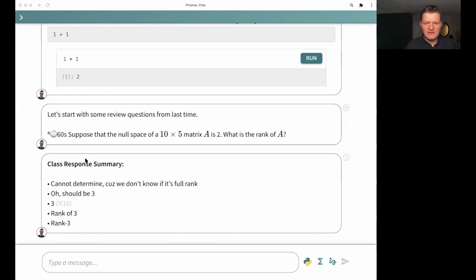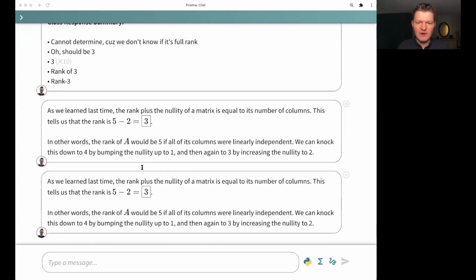Right, and that's because, as we learned last time, the rank plus the nullity of a matrix is equal to its number of columns. The idea is that if the columns were linearly independent, the rank would be equal to the number of columns, because it's how many vectors you have, and they're linearly independent. And the nullity would be 0, because only the 0 vector would linearly combine those columns to give 0. That's what it means for them to be linearly independent. So the rank plus the nullity equals the number of columns if it's full rank.